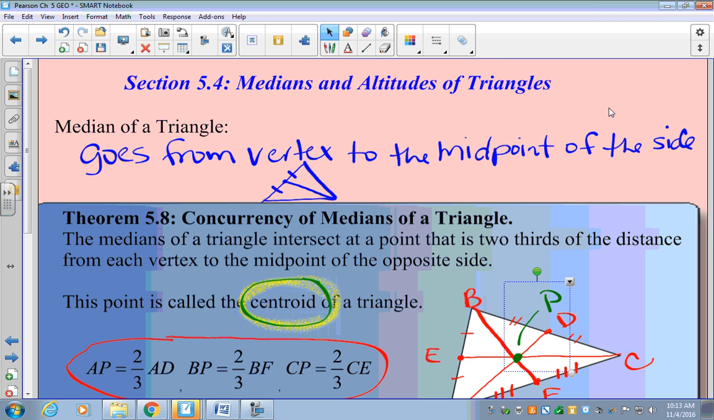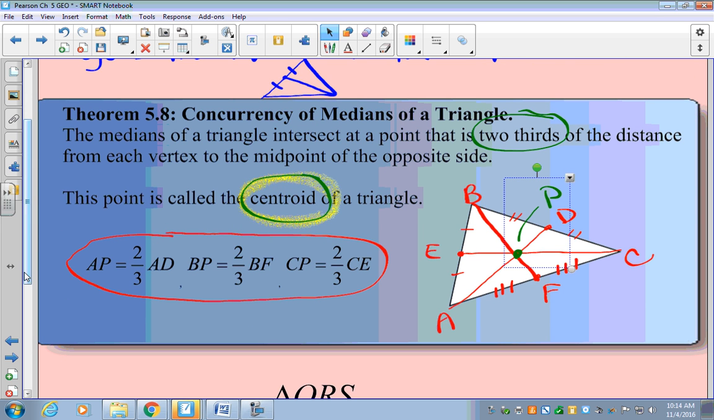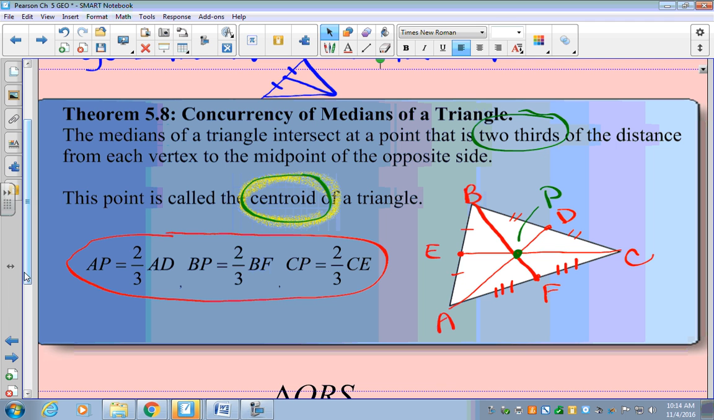So the medians of a triangle intersect at a point that is 2/3 the distance from each vertex to the midpoint. So if we look at the distance from E to C, the distance from C to our point P is 2/3 our entire length.